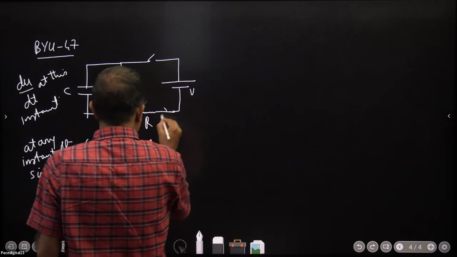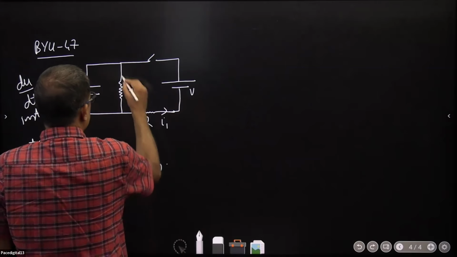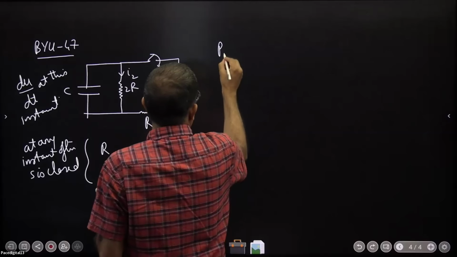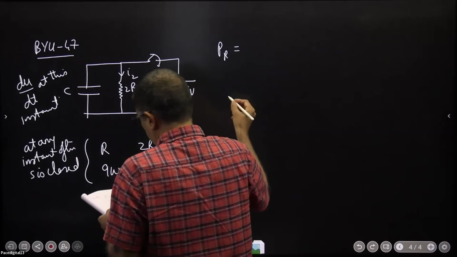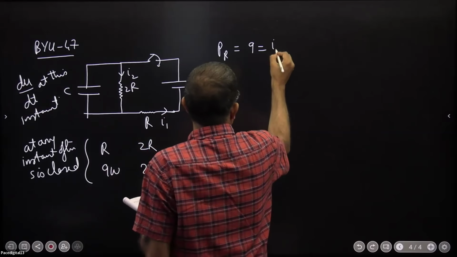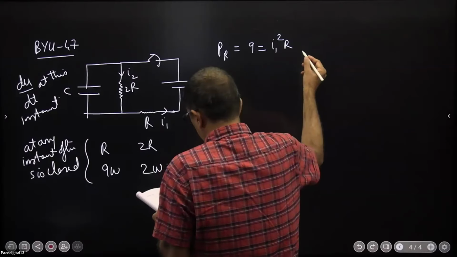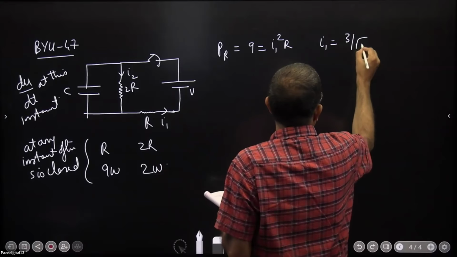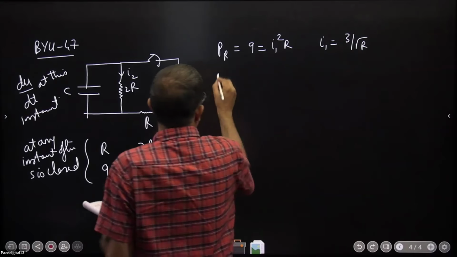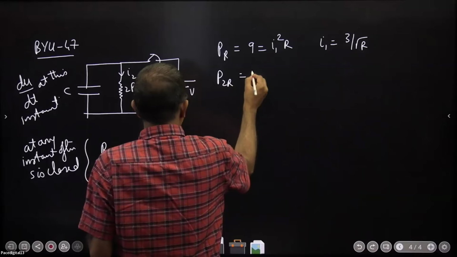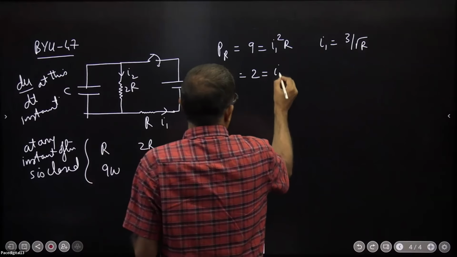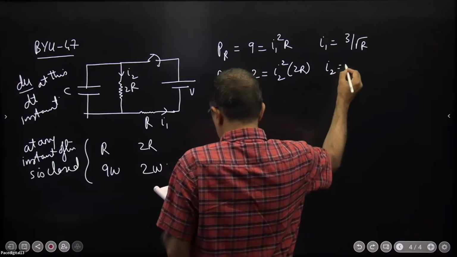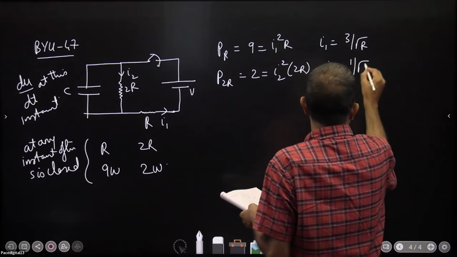I'll take the current through this to be I1, through this to be I2 after the switch is closed. Power dissipated through R, you have given me as 9. It will be I1 square R. So let me calculate I1. This will be 3 by root R. Agreed? Power dissipated through 2R you are giving me is 2. This will be I2 square 2R. I2 will be equal to 1 by root R.